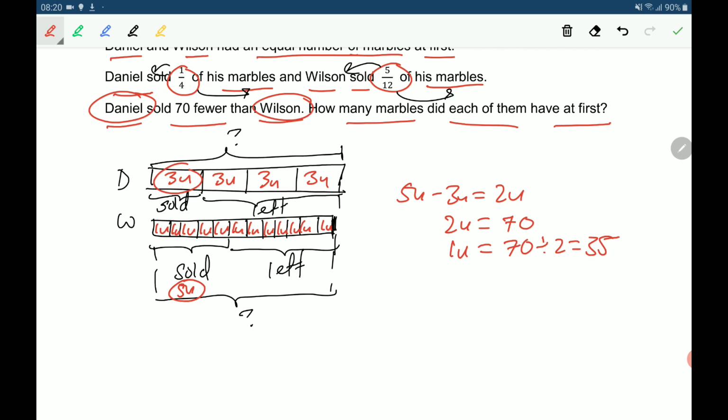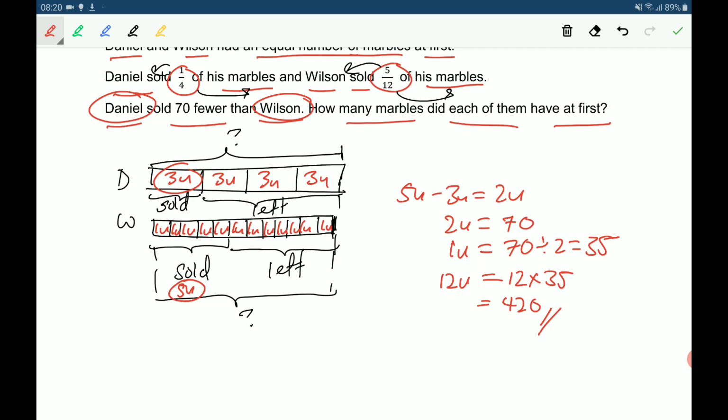So how many marbles did each of them have at first? Which is 12 units. Everybody has 12 units at first. So you take 12 times 35, and your answer will be 420. So each person will have 420 at first. Okay? So you can see it's not hard to actually solve a hard problem, if you have the method and you know how to draw the model, it's not hard.